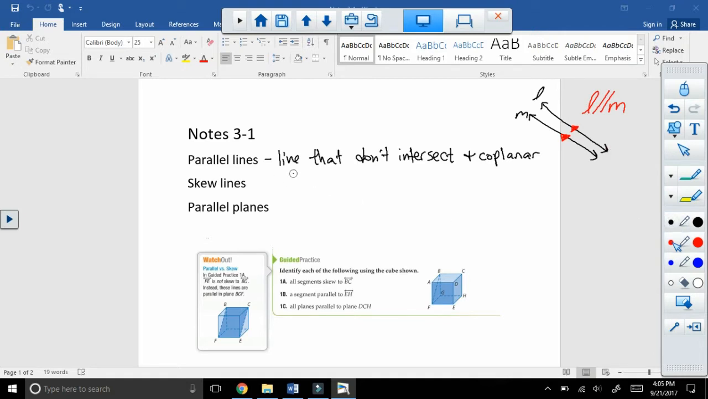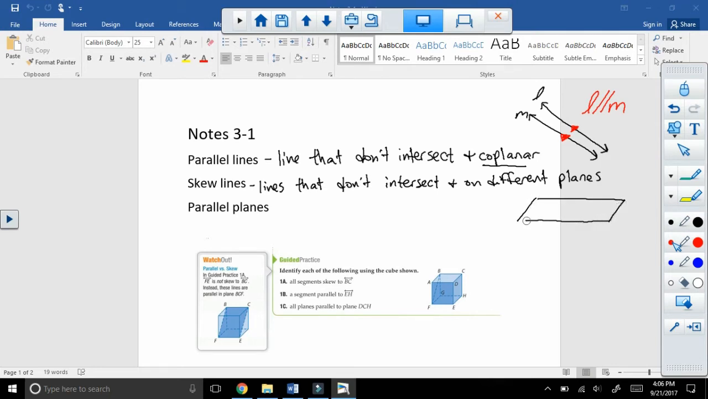For skew lines, the reason why you needed to say that parallel lines are coplanar is because skew lines are also lines that don't intersect, but they're not parallel because they're not on the same plane. I'll just write they're on different planes. So for example, if I have a couple different planes, like maybe these two planes are like two shelves on a bookshelf, and I have this line here on that plane, and I have a line going a different direction on another plane, those lines would be skew. And with this picture, I actually drew a picture of parallel planes. Parallel planes don't intersect.